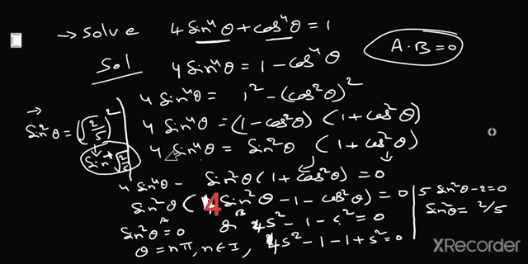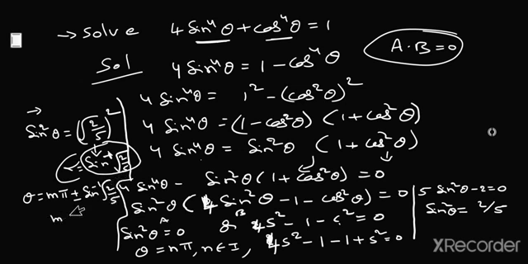It is nothing but m pi plus or minus alpha. Here alpha is sin inverse root over 2 by 5. That will be the general solution. M belongs to integers. Once go through the solution. I think it is very clear for you.